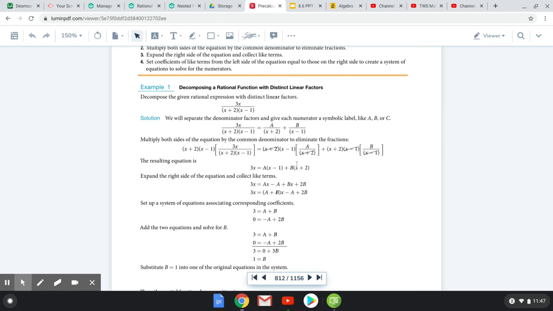On this side is where things get a little bit more complicated. If we're multiplying by the original denominator, then one of the factors will cancel, right? The one that matches will cancel. And so then we'll have A times the other factor. And here the matching factors cancel and we have B times the other factor. So that's the setup of what this is going to look like. Then we distribute our A and our B. So we have 3x equals Ax minus A plus Bx plus 2B.